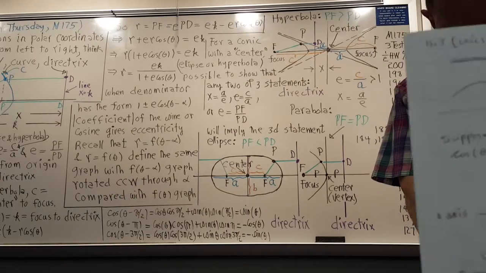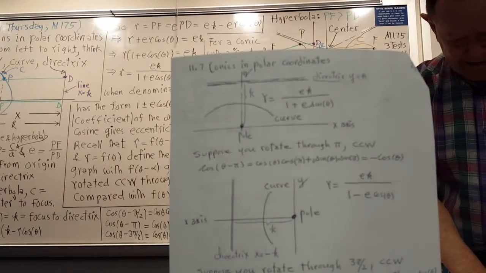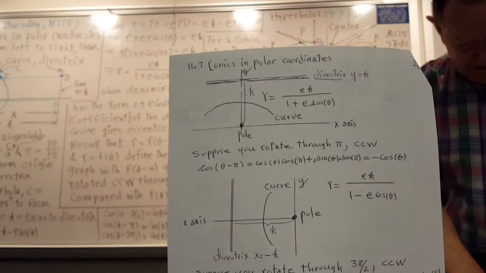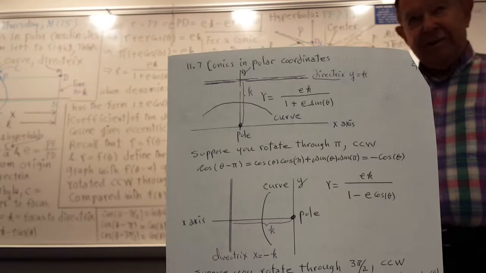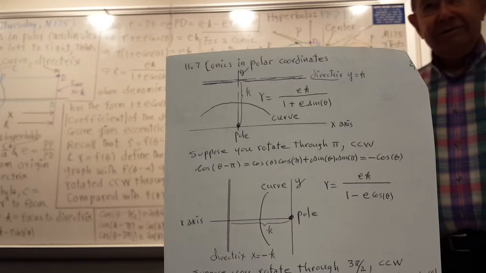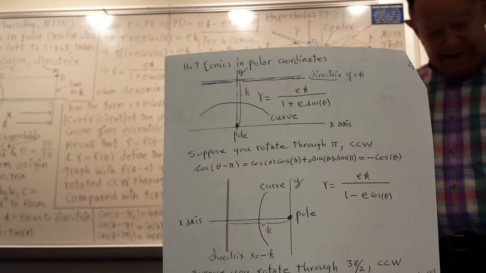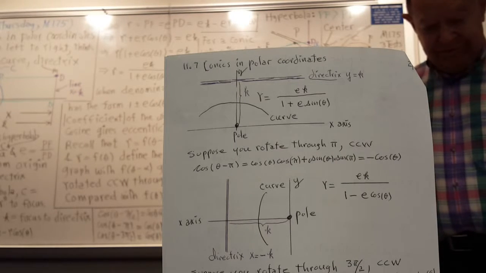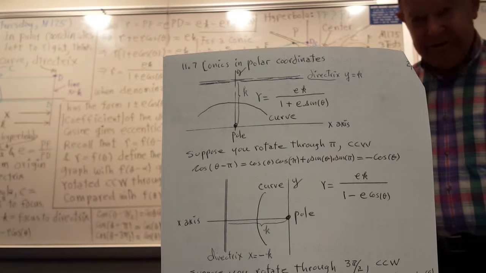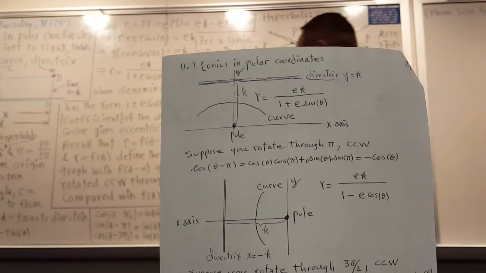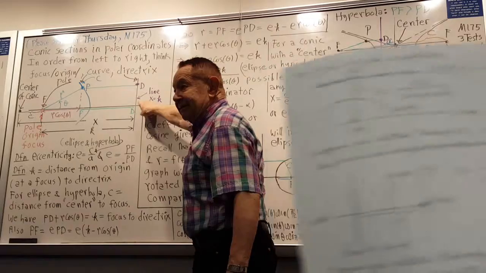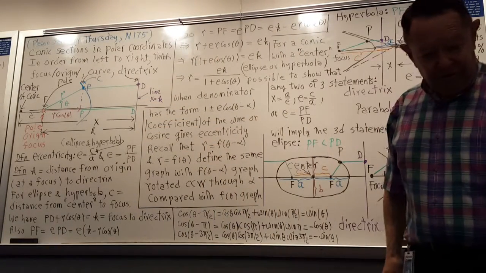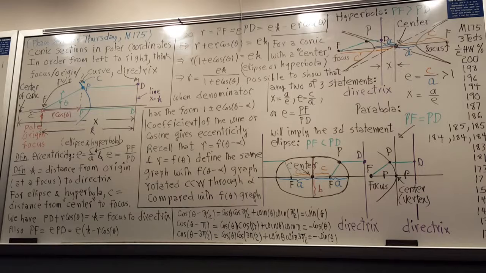You see I've rotated it through 90 degrees, and then the r is ek over 1 plus e sine theta, and then I have the directrix, which then would become a horizontal line, y equals k. Remember, the origin is at the pole, so if the distance from origin to directrix is k, then in this picture, as I have it here, the equation of this vertical line is x equals k, and then if you rotate it, like the top picture on the back, it's y equals k.